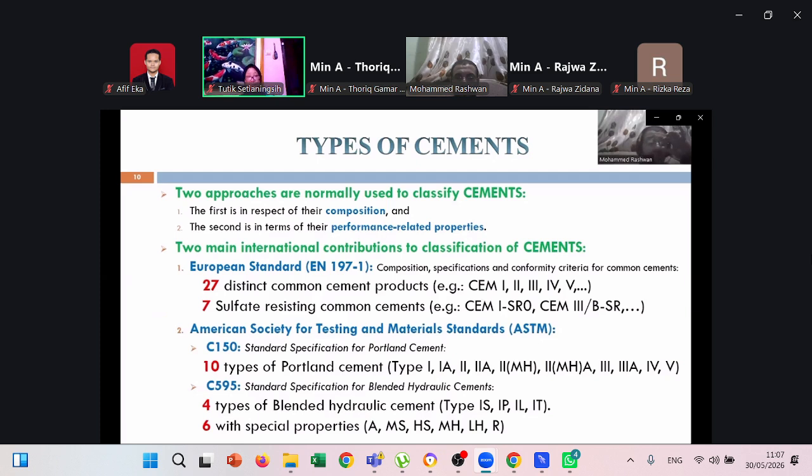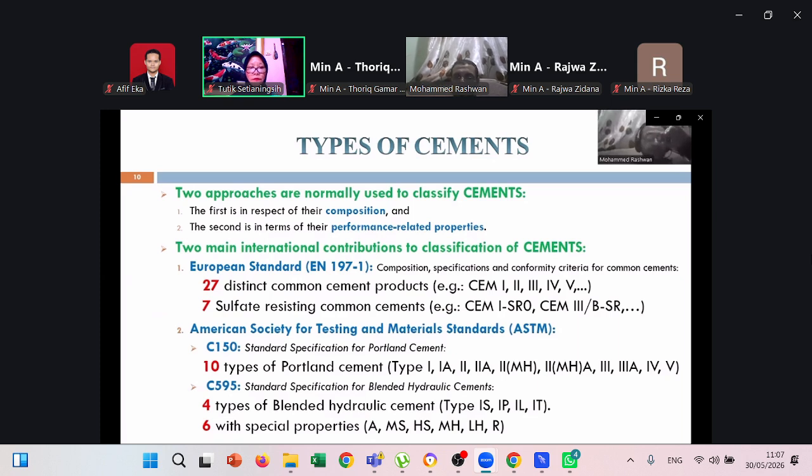The other international standard that classifies cement is ASTM, American Society for Testing and Materials. In this standard, there are two specifications for cement classification. C150 is the standard specification for Portland cement. It classifies Portland cement into types: type I, type IA, type II, type IIA, type II(MH), type III, type IV, and type V.